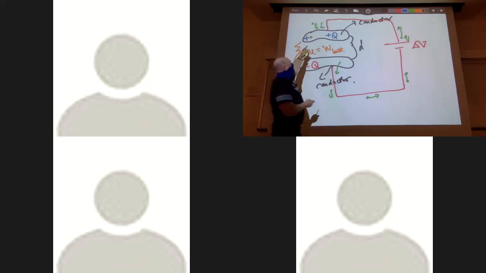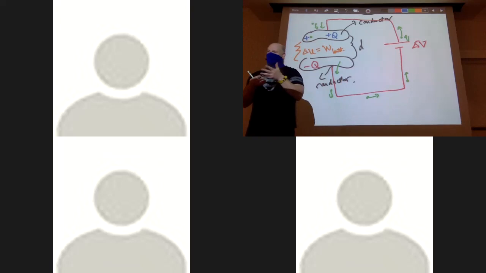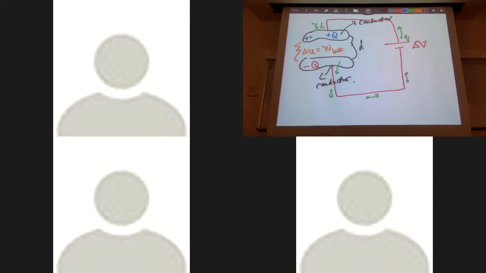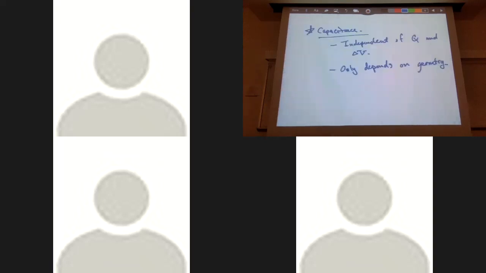Or these guys are going to have some sort of geometry themselves, like a cross-sectional area, so I change the area of these objects as well. So this thing only depends on the geometry. Now, for a general geometry, it turns out that you can't actually analytically determine the capacitance.